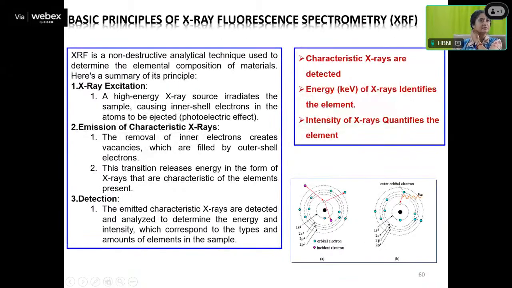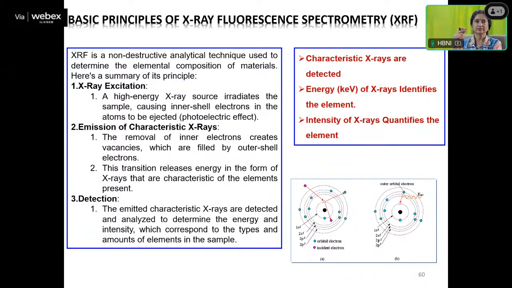Now you can see the basic principle of XRF, or X-ray fluorescence spectrometry. XRF is a non-destructive analytical technique. Again, like NAA, it is also a non-destructive analytical technique used to determine the elemental composition of materials. Here I can stress that in many jewelry shops, the carat meter that is used to check the carat of your gold is nothing but this XRF technique. You have seen that your gold ornament is put directly in the instrument, and then they can check the purity of the gold of your ornament, and that is non-destructive.